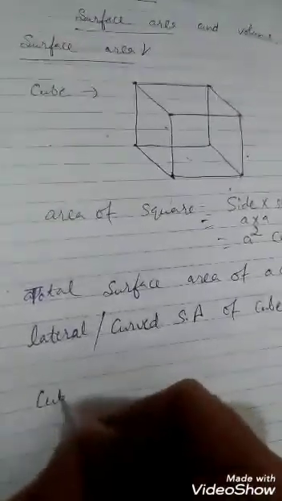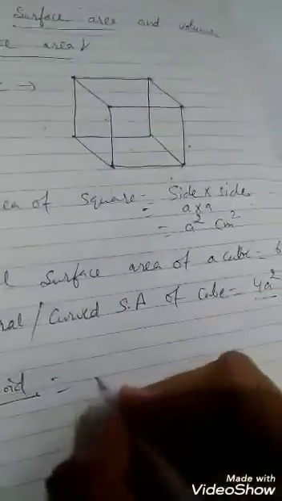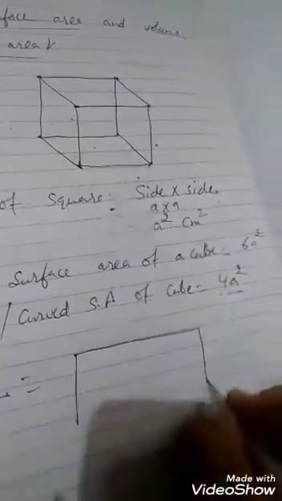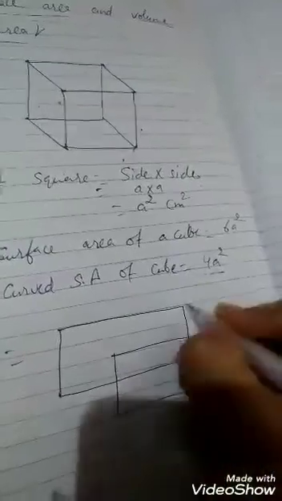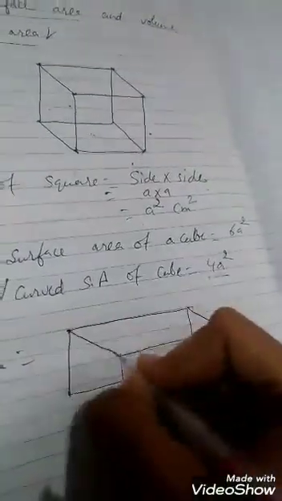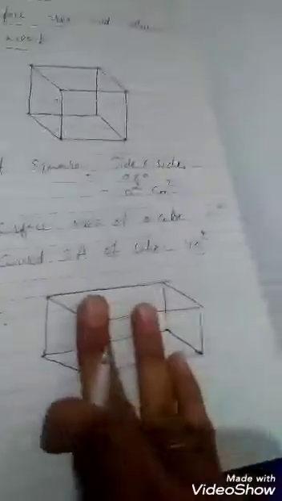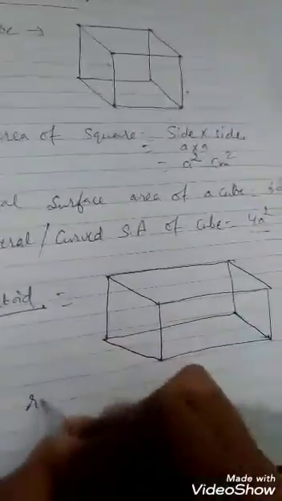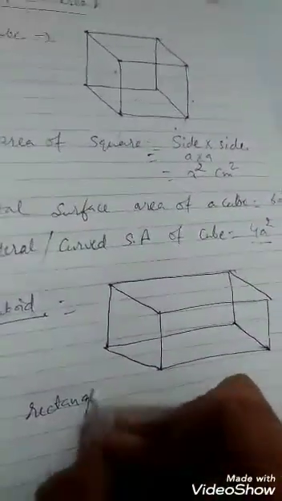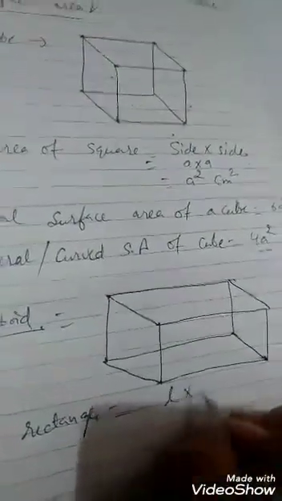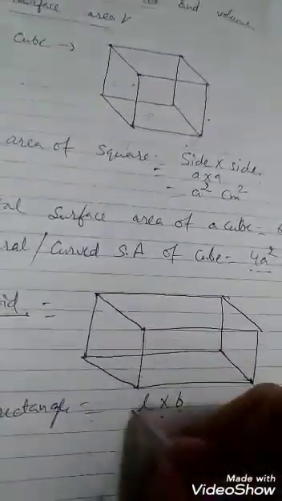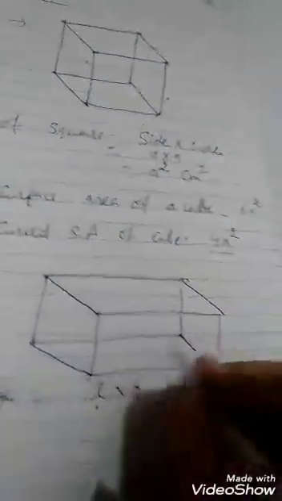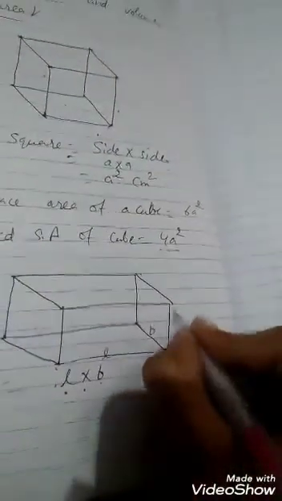Same as it is for a cuboid. The base of a cuboid is a rectangle. It is made up of rectangles. So if we want to find the total surface area of a cuboid, in a rectangle we know that the formula is L into B. The area of a rectangle is equal to length into breadth. But in a cuboid, height is also included. This is length, this is breadth and this is height.